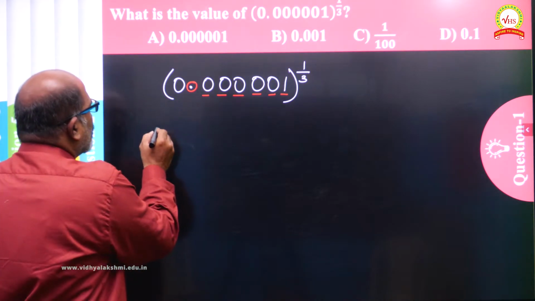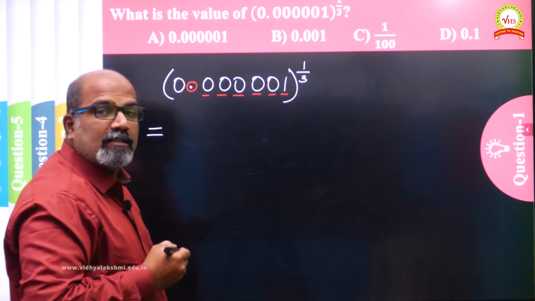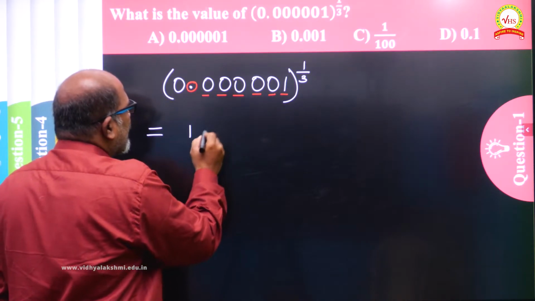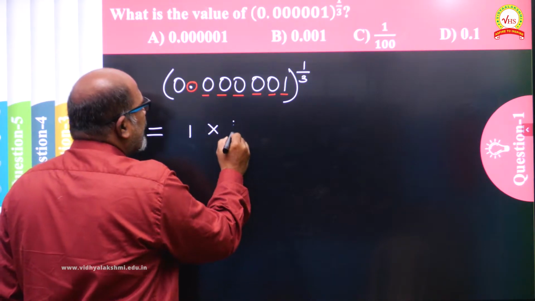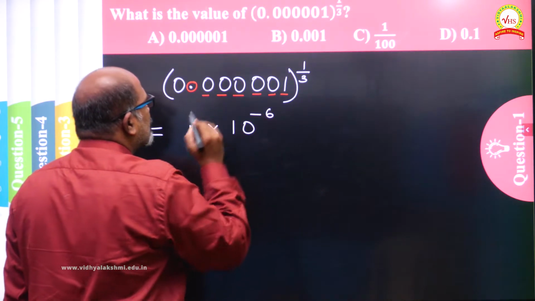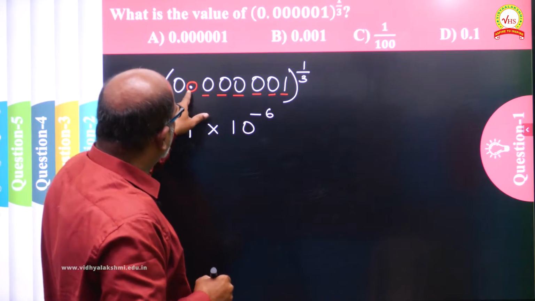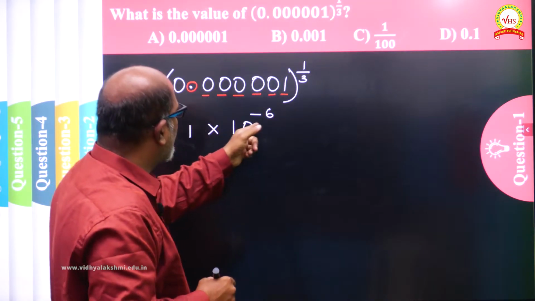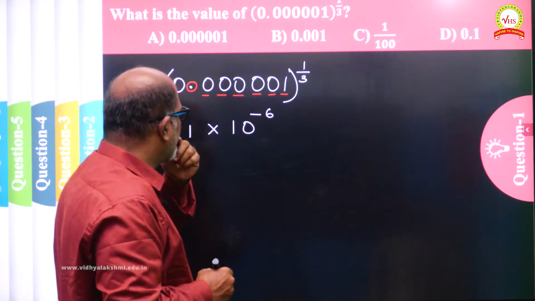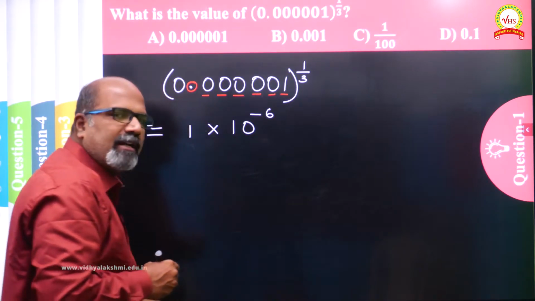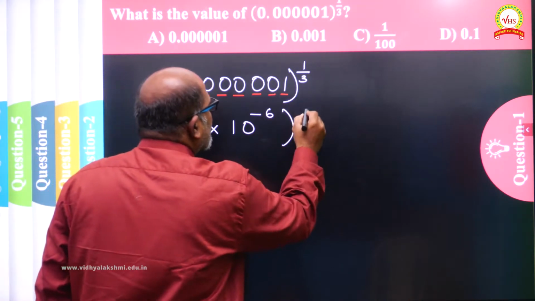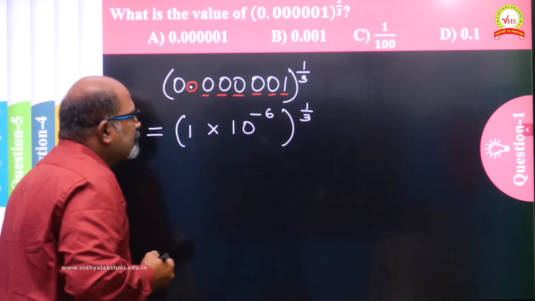So, I wanted to write this in standard form, or otherwise it is called scientific notation. In scientific notation we can write 1 multiplied by 10 to the power of minus 6, because the decimal point is before 6 digits. We are writing it in this form of 10 power minus 6, 1 multiplied by 10 power minus 6, the whole raised to 1 by 3.